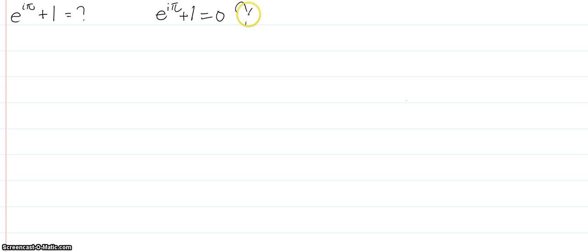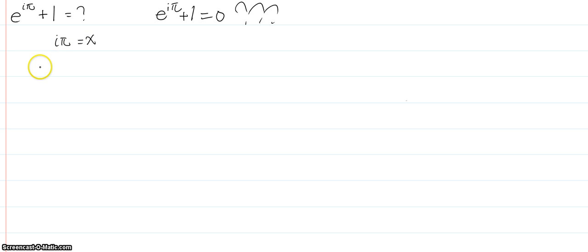Wait, what? Yeah, you heard it correctly. This weird number actually goes to 0. Now, I'm going to prove that using Taylor series. First, I'm going to say that i pi equals x, and x is just some number that I imagined.